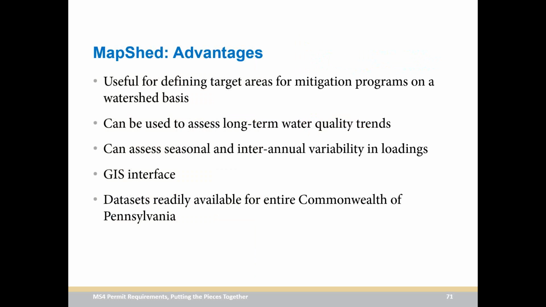Some of the advantages of this model: since it has a GIS interface, which is what I really like about this model, you can actually see the study area and visualize what you're developing the water quality model for. As I mentioned earlier, for the Commonwealth of Pennsylvania, data sets are available for the whole state, and they're available for free download, so you can download the data and modify it based on your requirements.